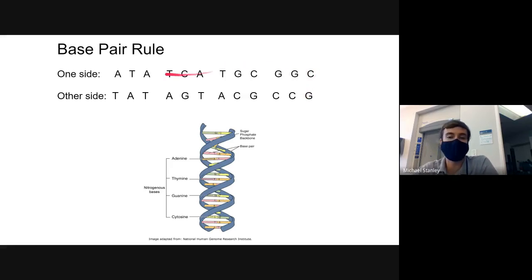So based on what you have on one side of your DNA, these rules tell us exactly what should match with it on the other side of the DNA. So if you have an A on one side, it has to be matched up with a T on the other side of your DNA. If you have a C on one side, it has to be matched up with a G on the other side of your DNA. And same thing, if you go the other way, a T has to be matched with an A, and a G has to be matched with a C.